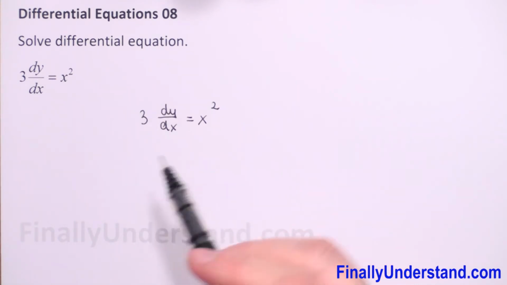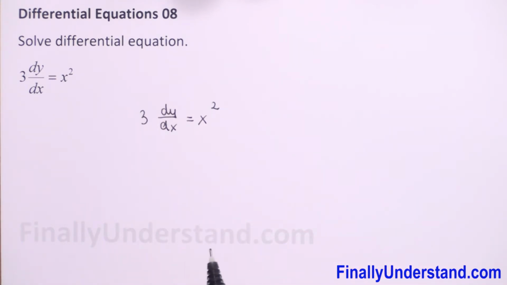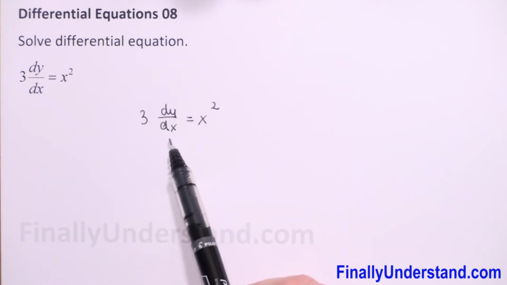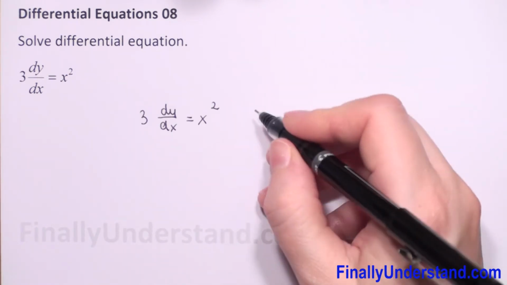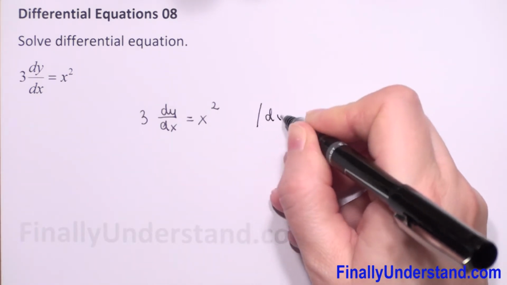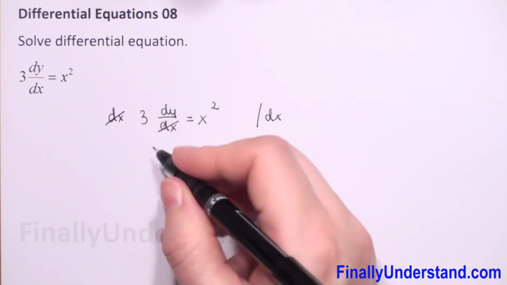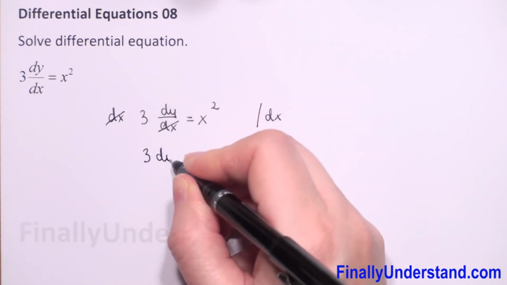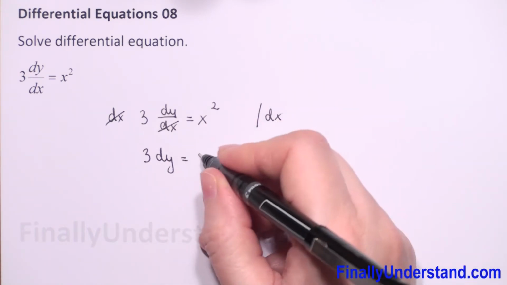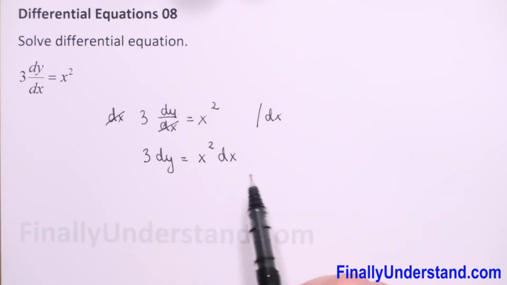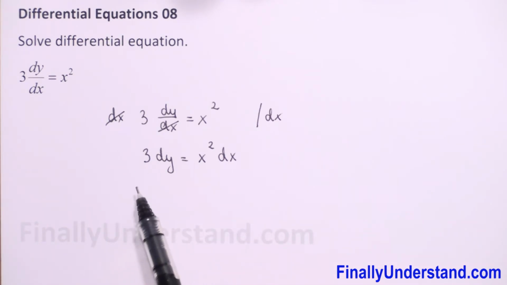We have to get all x's to one side and y to the other side. So, we will treat dy over dx like a fraction. First I will multiply both sides by dx. So the denominator we can reduce, and we have 3 dy is equal to x squared dx. Now when we have x's on one side and y on the other side, we can integrate.